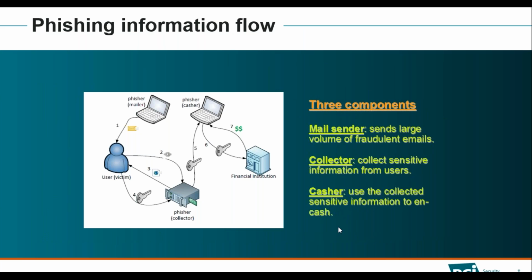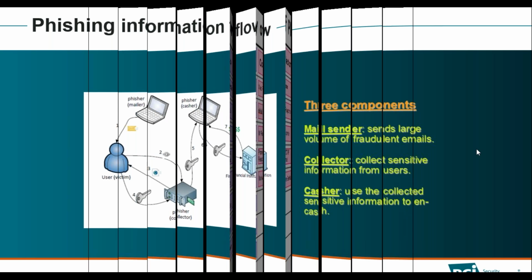And what does the information flow look like? Three components. There is a mail sender, there is a collector, and there is a cacher. The mail sender could be using automated systems available cheaply on the internet. So they use that to send the mails. And there is a collector, which is collecting the sensitive information from those who are stupid enough to click on it or do something about it. And of course, the cacher, who figures out and gets the money using that information.